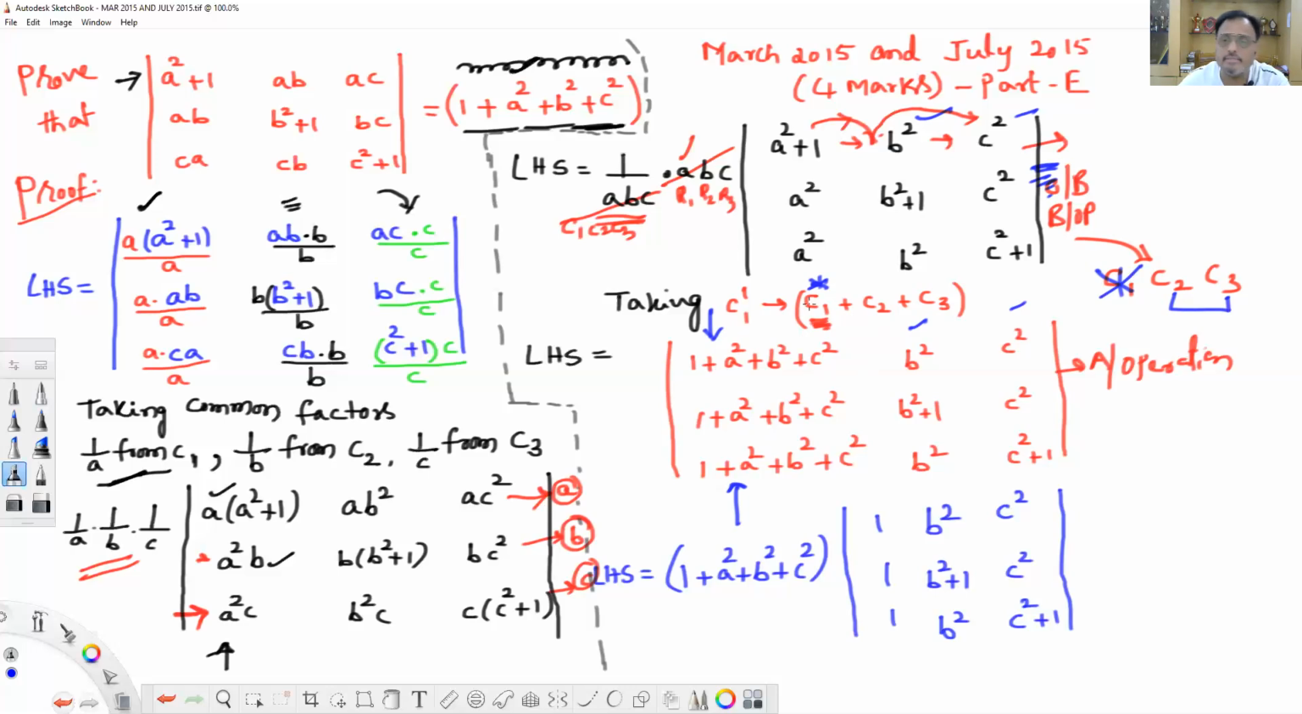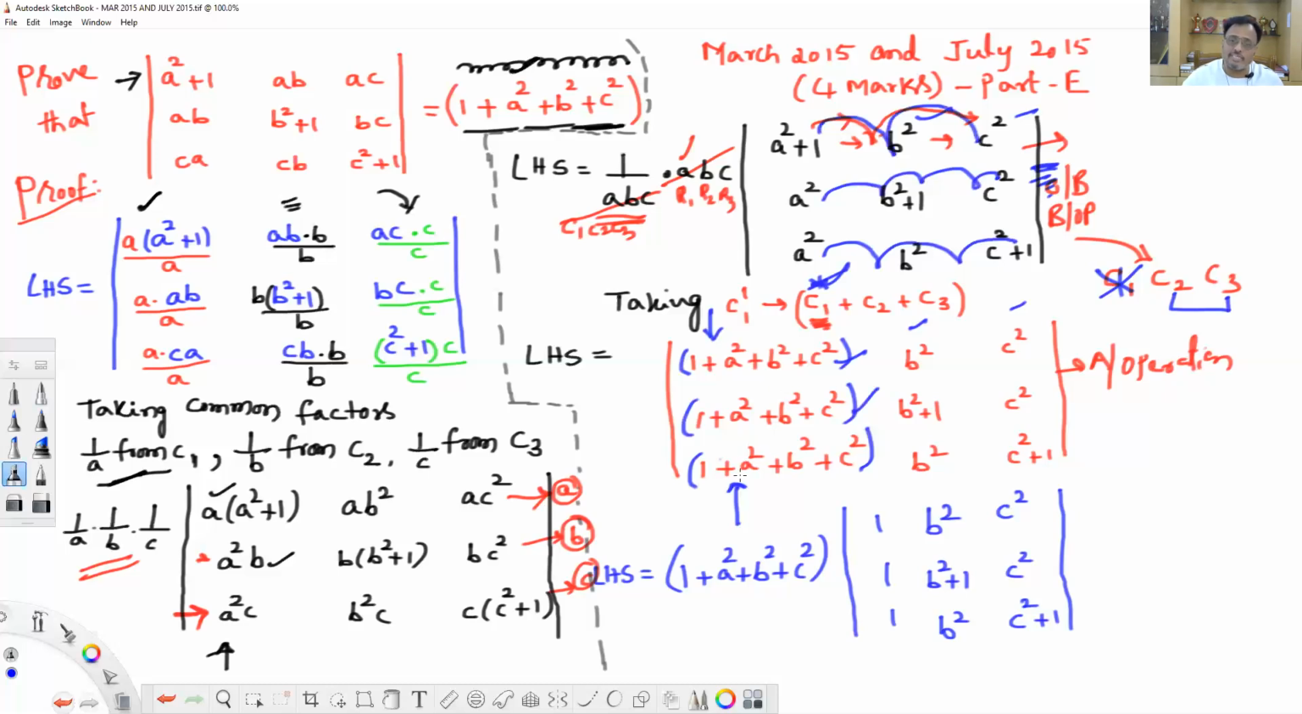Okay, now we do it. C1 plus C2 plus C3. After adding, the result has to be entered into C1 only. A square plus 1 plus B square plus C square, that is systematically 1 plus A square plus B square plus C square, I have written here. Again, A square plus B square plus 1 plus C square, systematically 1 plus A square plus B square plus C square. Again, A square plus B square plus C square plus 1. That means 1 plus A square plus B square plus C square in the whole first column.